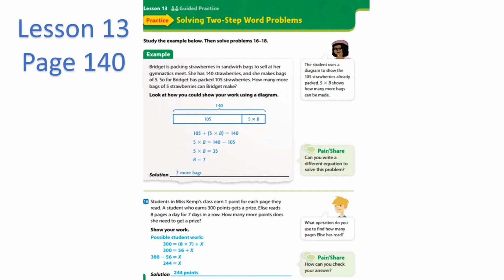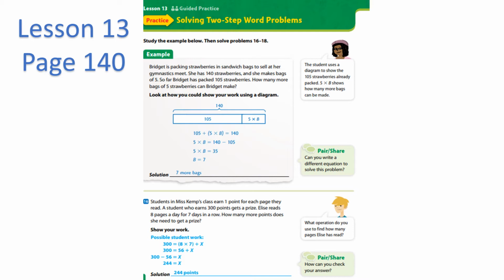All right, so now we're going to look at the diagram that iReady has used with our example problem concerning Bridget. So in this problem, we know Bridget has a total of 140 strawberries. So that's why they're showing us that number 140 at the top of our diagram, or our part-whole diagram. So far, she has packed 105 of the strawberries. So that's why we're seeing that 105 in the larger part of our diagram. We need to find out how many more bags of 5 strawberries Bridget can make.